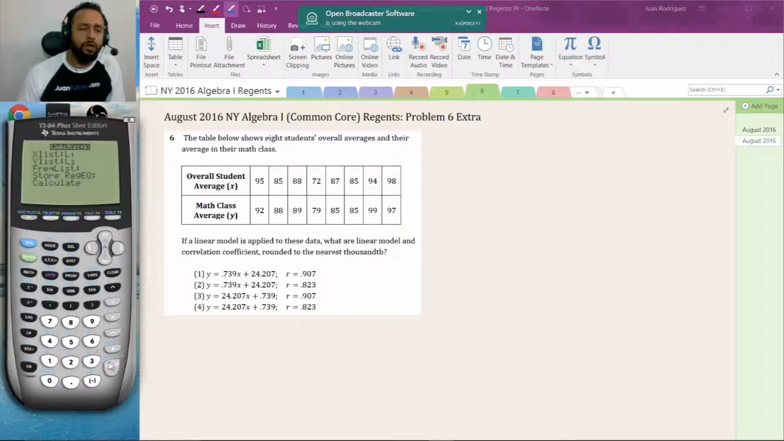I could store the equation as one of the Y functions just to show you how to do it. Y vars functions. This is not required for this problem, but there we go. So it's going to store the function on Y1 automatically. Okay, calculate. Okay, and I see that A is 0.739 and B is 24.206. So 0.739 for A and 24.206 rounds to 24.207. That leaves me one of these answers.